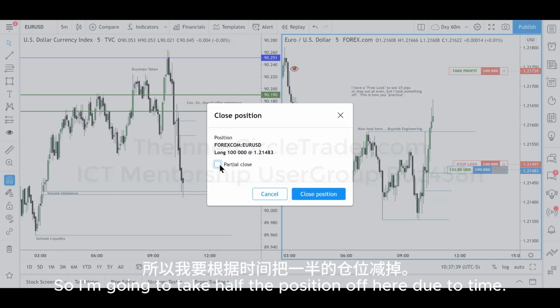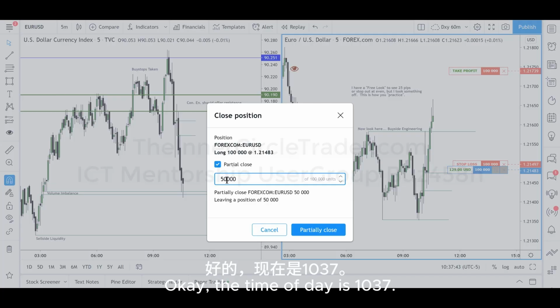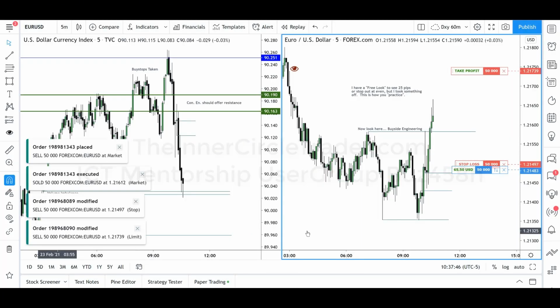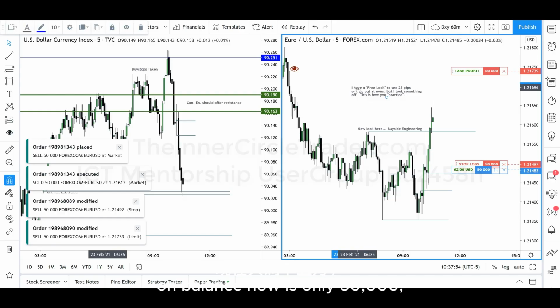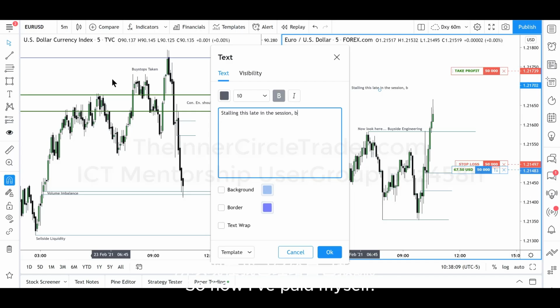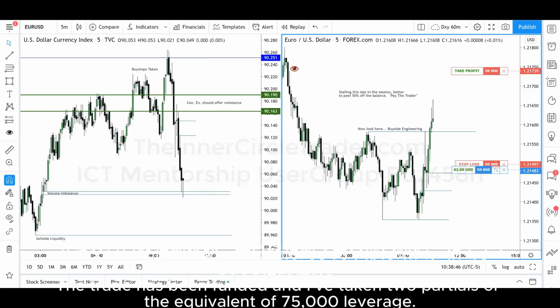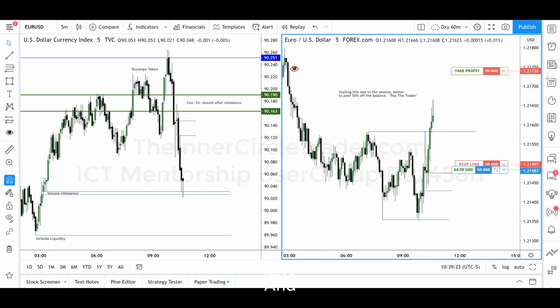So I'm going to take half the position off here due to time. Okay, the time of the day is 10:37, so I'm taking half off, or equivalent of $5 per pip. So the 100,000 leverage I had on balance now is only 50,000, which is equivalent to $5 per pip. So now I've paid myself, the trade has been funded, and I've taken 2 partials, or the equivalent of 75,000 leverage.